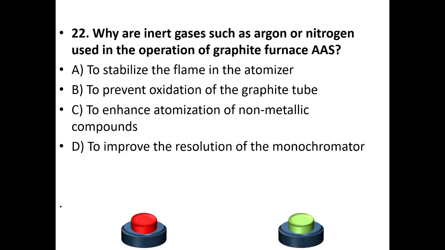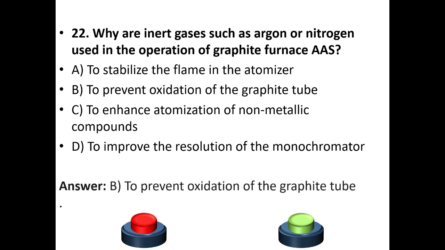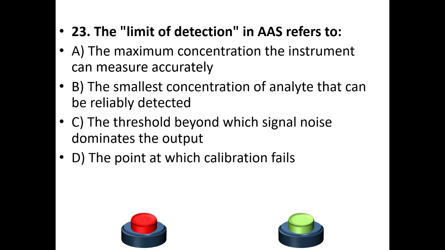22. Why are inert gases such as argon or nitrogen used in the operation of graphite furnace AAS? To stabilize the flame in the atomizer, to prevent oxidation of the graphite tube, to enhance atomization of non-metallic compounds, to improve the resolution of the monochromator. Your answer is B. To prevent oxidation of graphite tube.